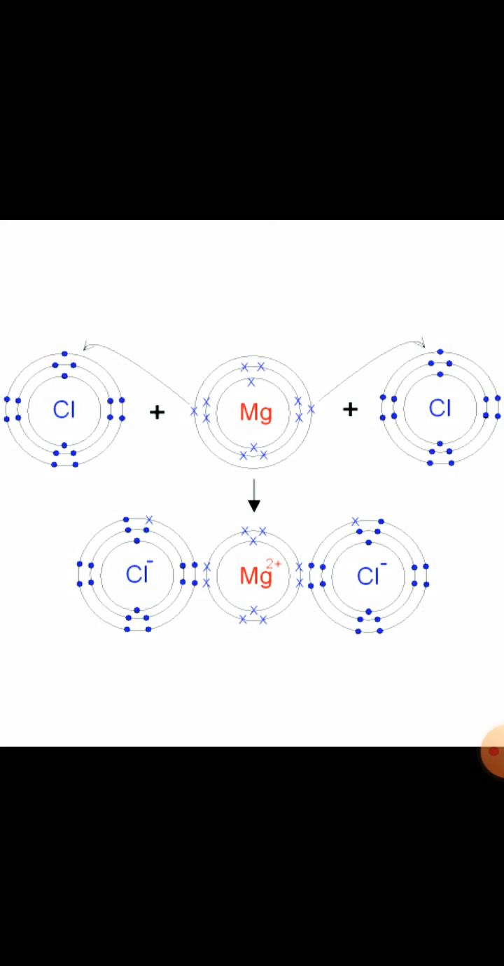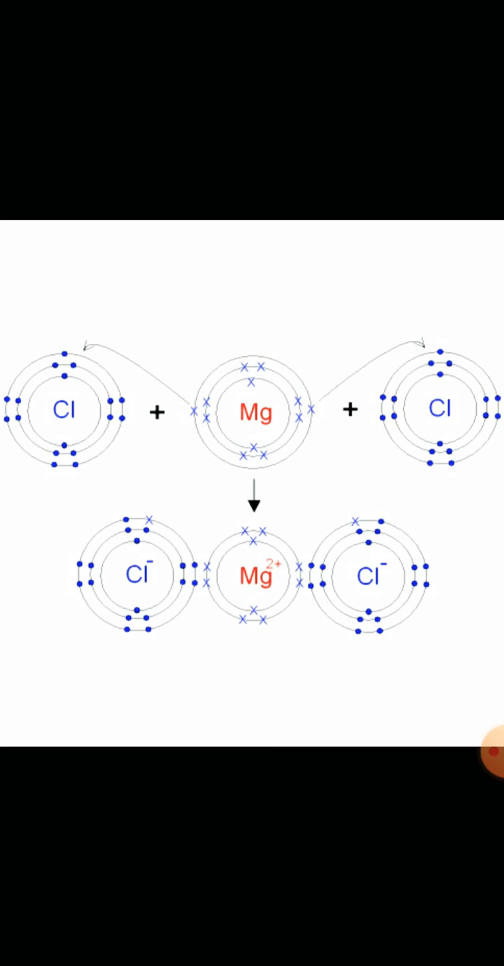How is this magnesium chloride formed? Because magnesium is a cation and chlorine is an anion. They both are oppositely charged and they attract each other, and they are held by strong electrostatic forces of attraction. As a result, magnesium chloride is formed. The chemical formula of magnesium chloride is MgCl2.